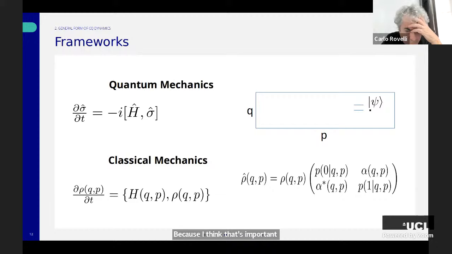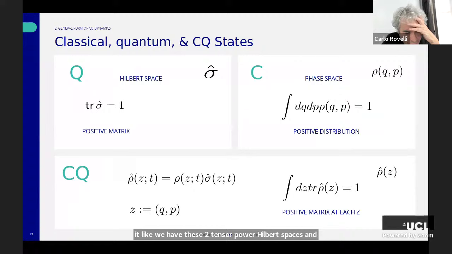You can think of it, if you want to think of it embedded in a fully quantum space, like we have these two tensor power Hilbert spaces, and then we consider only separable states which live between the two. So just to compare classical mechanics and quantum mechanics: in classical systems, we have a density which tells me the probability density of being at a point in phase space. This density has to be positive, and it has to integrate to one. In quantum systems, we have a positive matrix which has trace one.